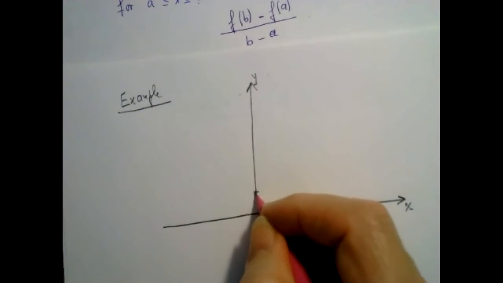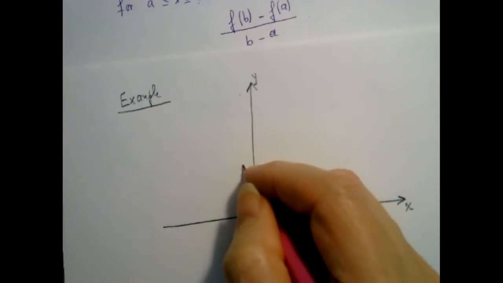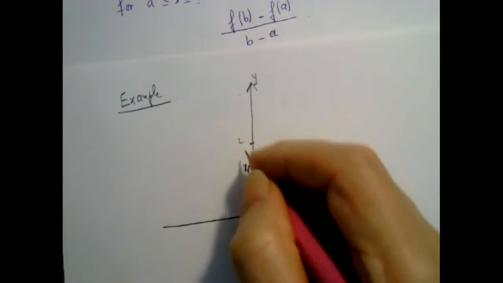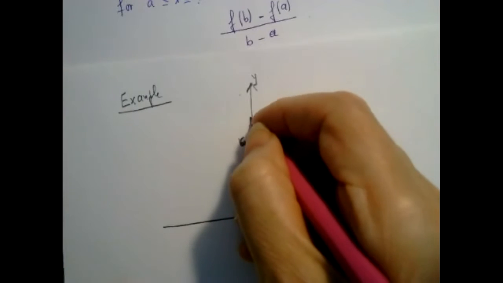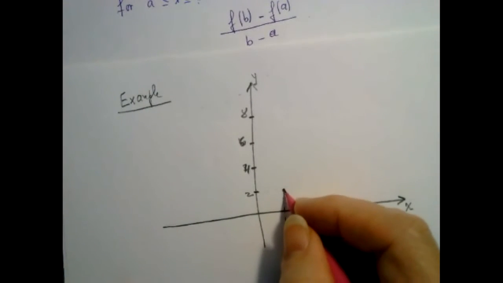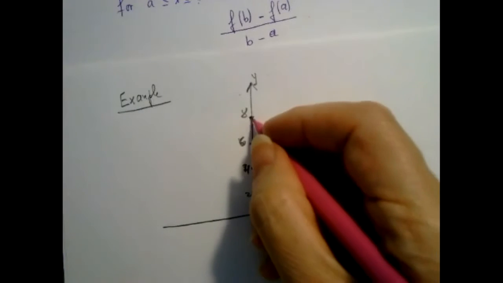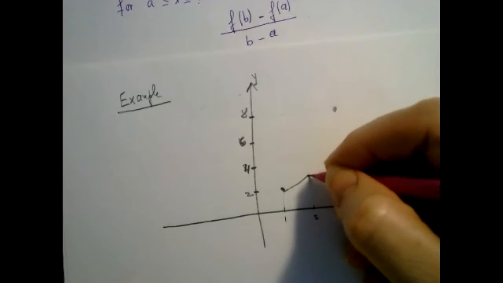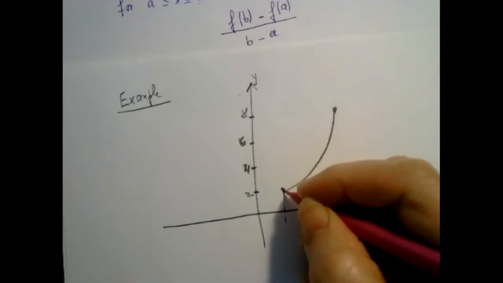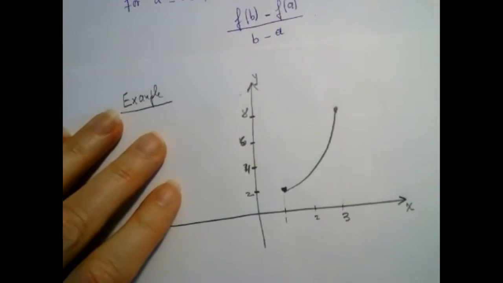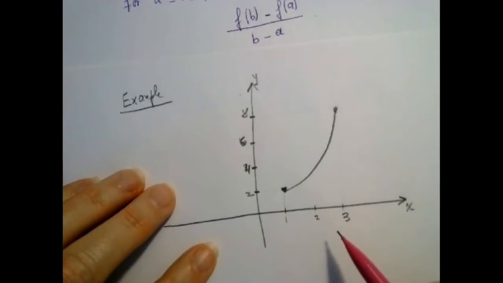So at 1, so that's 2, and that's 3. No, that's 4, that's 6, and that's 8. And this is my function. This is right here, and it curves like that. So that's my function on the interval 1 to 3. And we are going to compute the average rate on the interval 1 to 3.